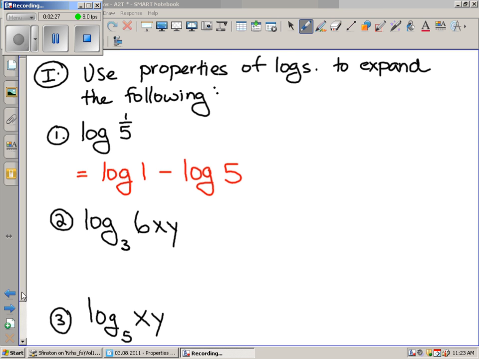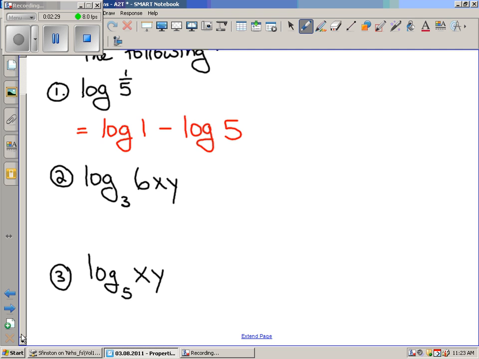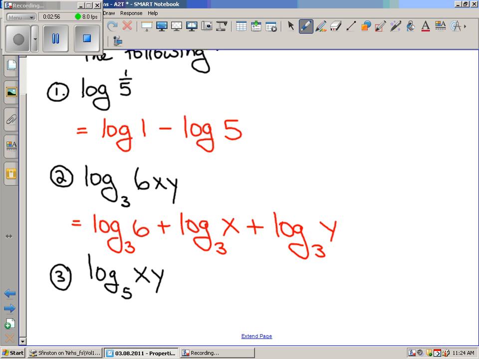What about this next one? What's going on over here? What kind of operation is between that 6, that x, and that y? Multiplication. What's another word for multiplication? Product. So we're going to use that product rule. So that's log 3 6 plus log 3x plus log 3y. Because that's the product rule.